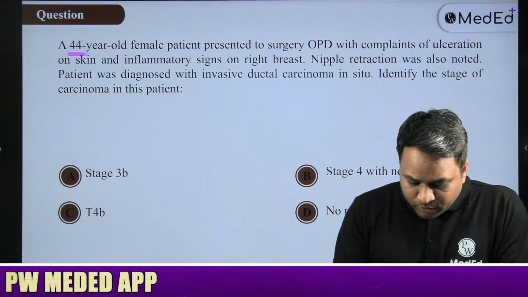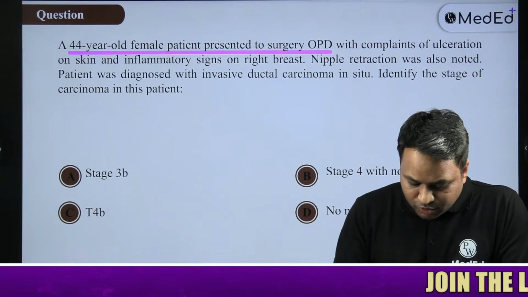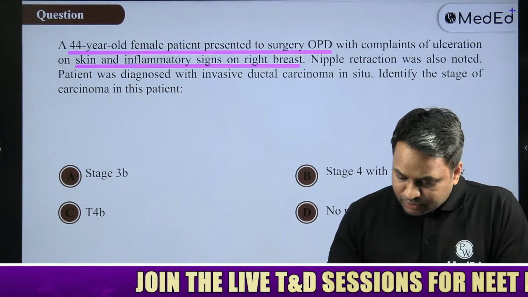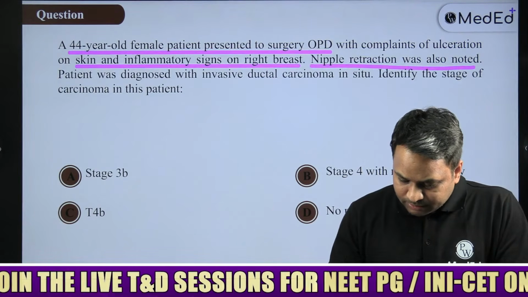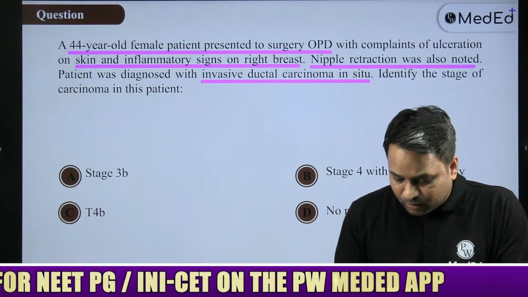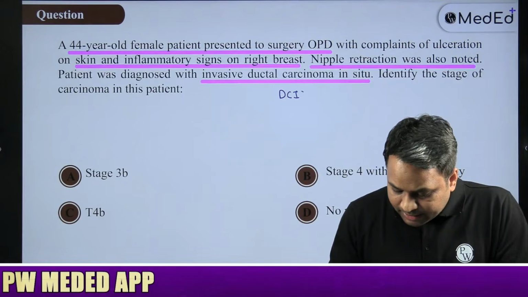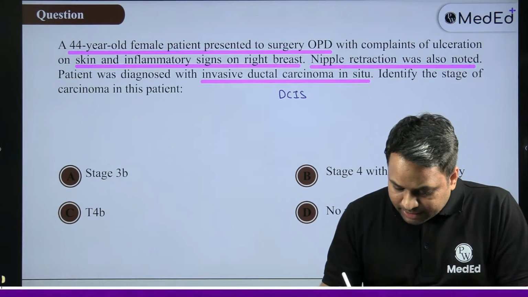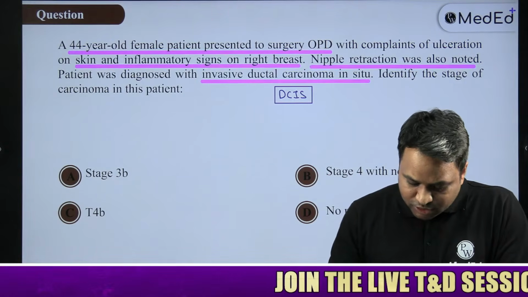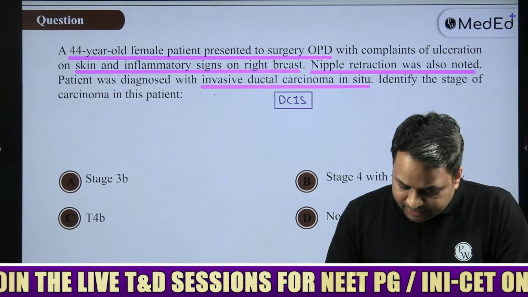Okay, I have a 44-year-old female presented to the surgery OPD with the complaints of ulceration of the skin and inflammatory signs in the right breast. Nipple retraction was also noticed, bad sign. The patient was diagnosed with invasive ductal carcinoma in situ. So you have a patient with DCIS, right? Identify the stage of the carcinoma. It's saying invasive also.